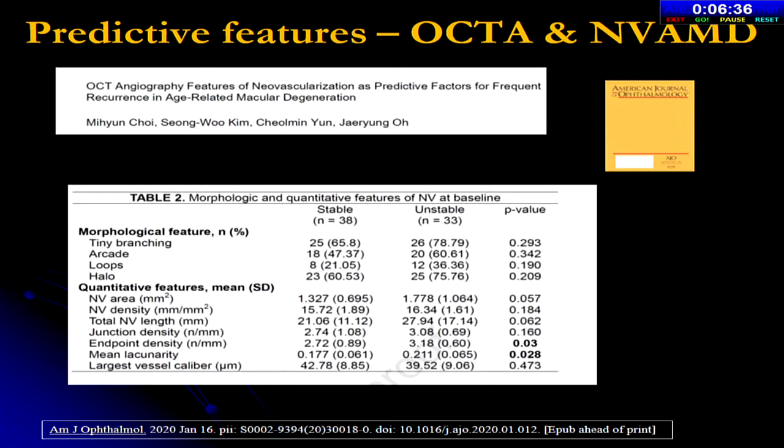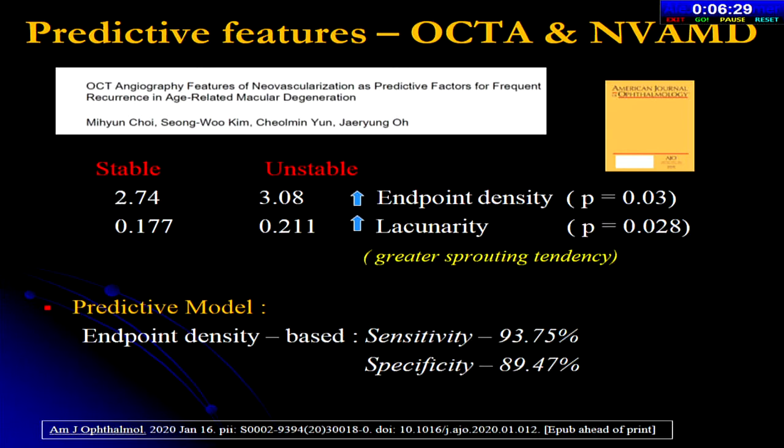And they came up with this big table where they segregated the findings into the stable and the unstable group. What they did find was that there were 2 parameters, endpoint density and lacunarity, which was increased in the unstable group with a significant p-value. And they then developed a predictive model based on the endpoint density, which had very high sensitivity and specificity.